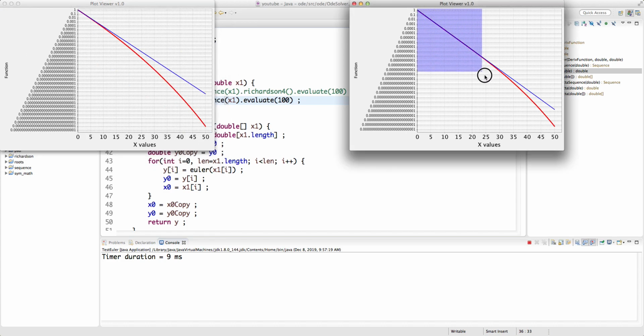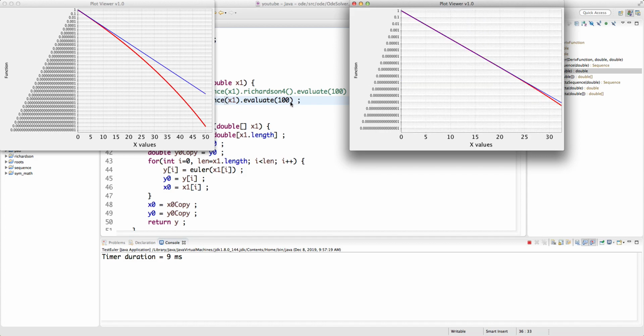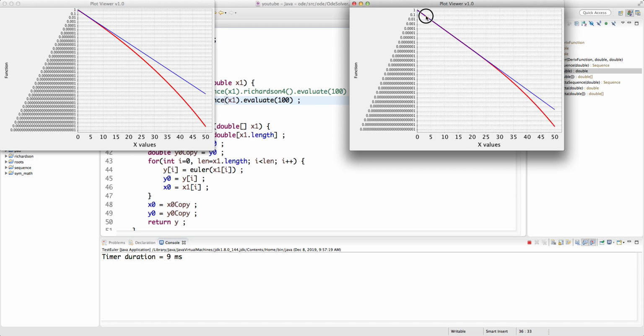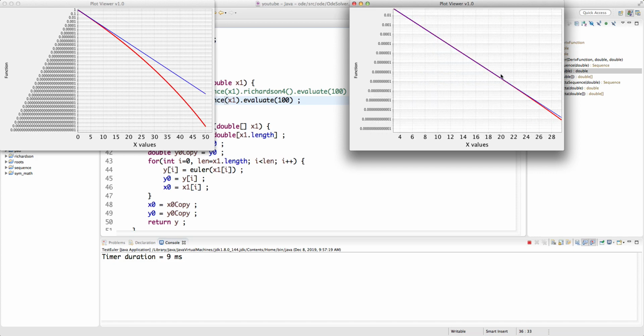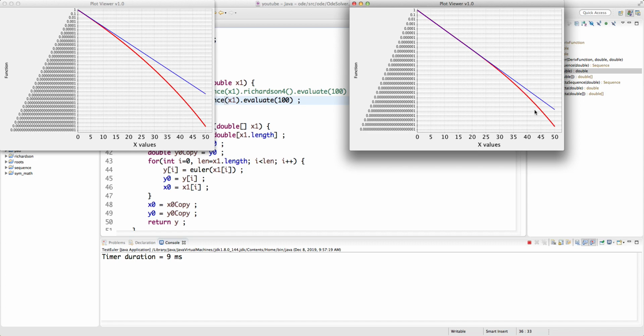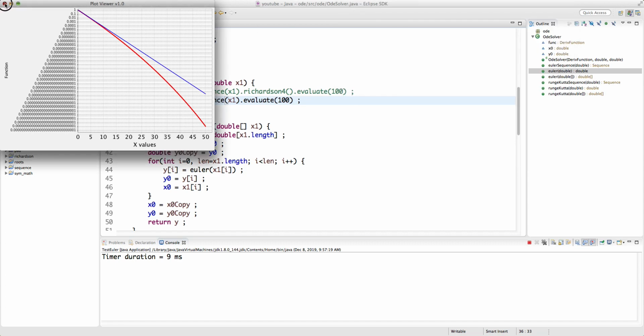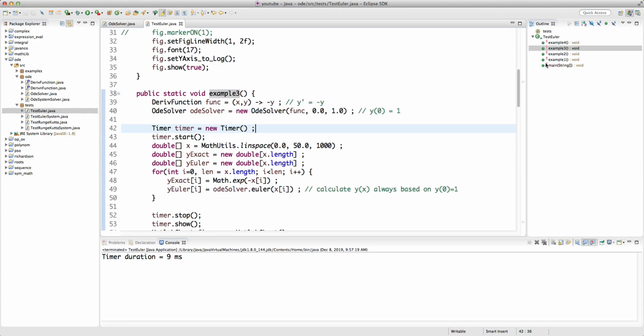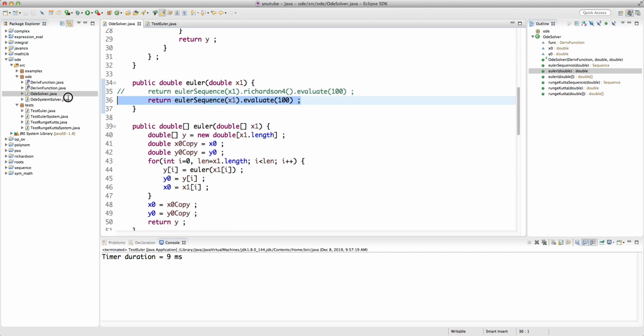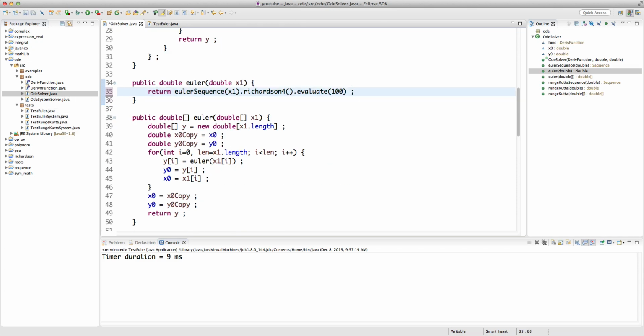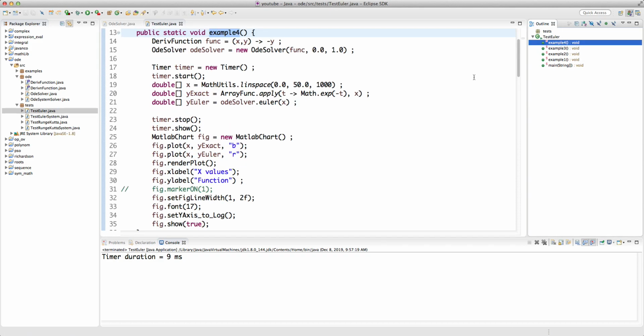If we do a fourth order Richardson and evaluate that sequence at the 100th term, we see that the error is actually pretty good up to x25, but then we still get this error. Okay, so what I'm going to do is let's return back to the Richardson acceleration. I'm going to look at example 4.